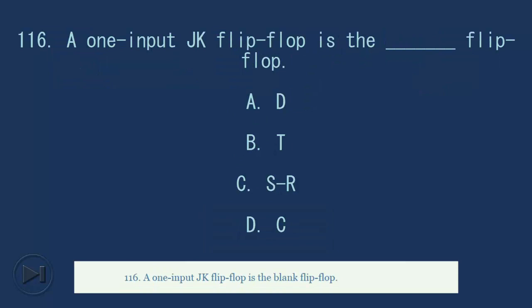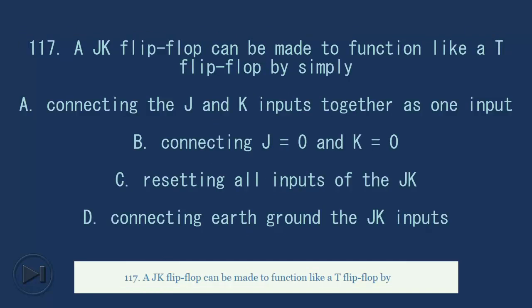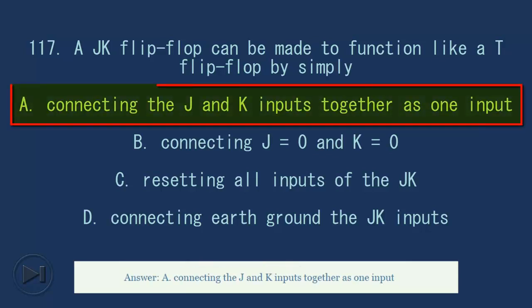116. A one-input JK flip-flop is the blank flip-flop. A. D. B. T. C. SR. D. C. Answer, B. T. 117. A JK flip-flop can be made to function like a T flip-flop by simply A. Connecting the J and K inputs together as one input. B. Connecting J equals 0 and K equals 0. C. Resetting all inputs of the JK. D. Connecting earth ground the JK inputs. Answer, A. Connecting the J and K inputs together as one input.